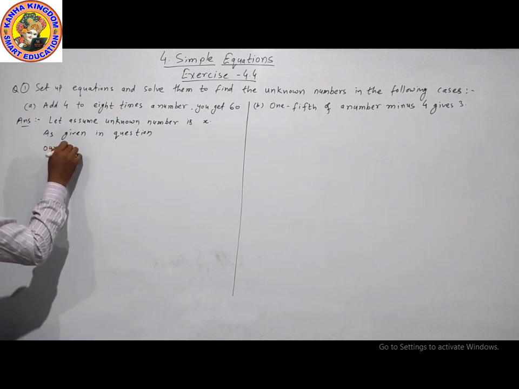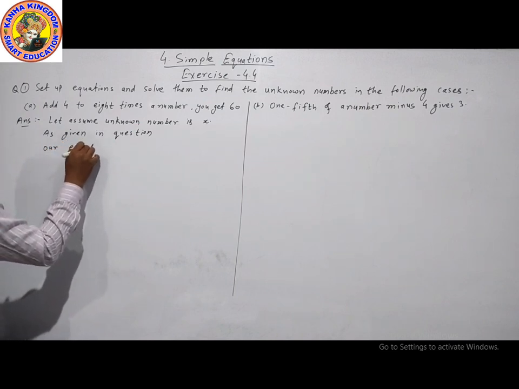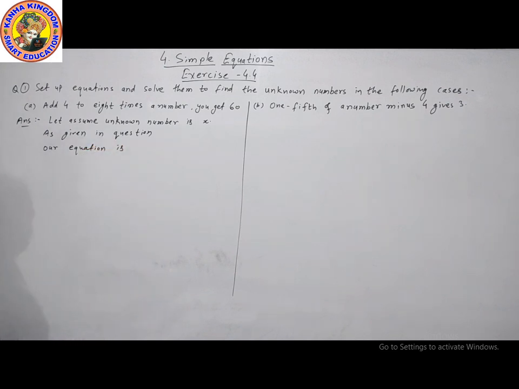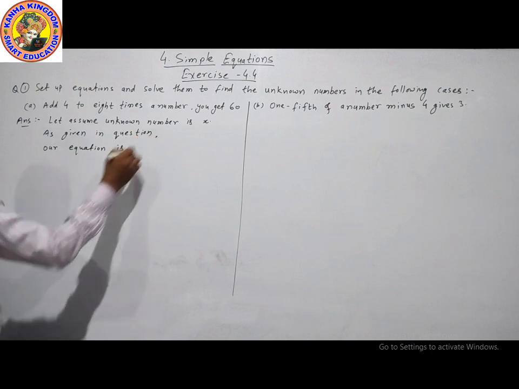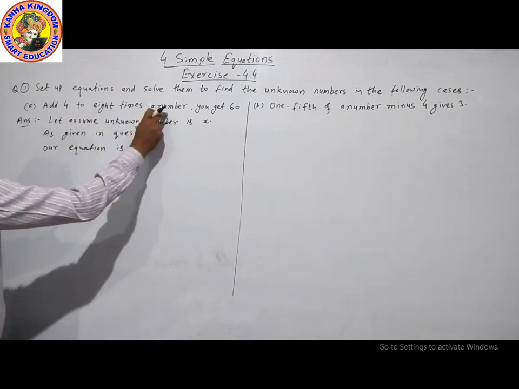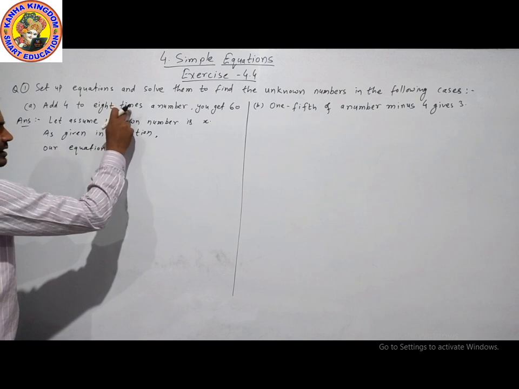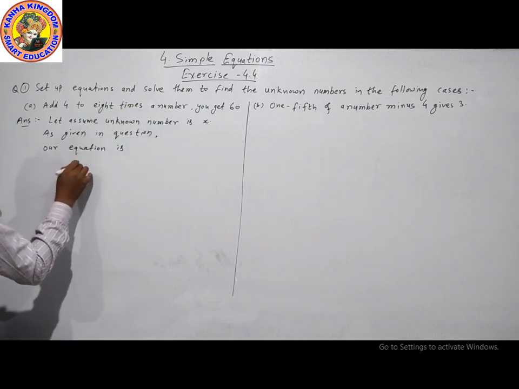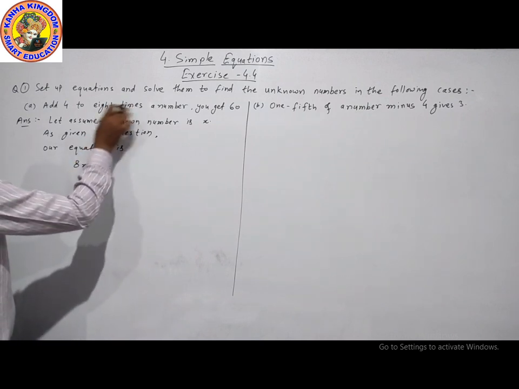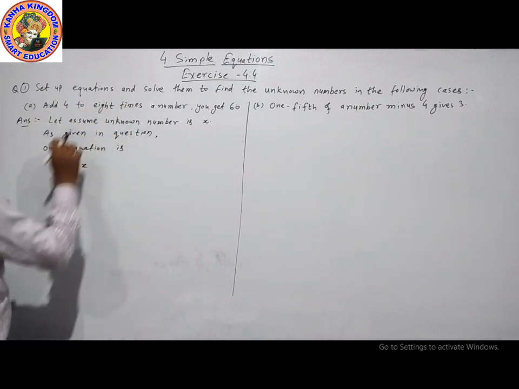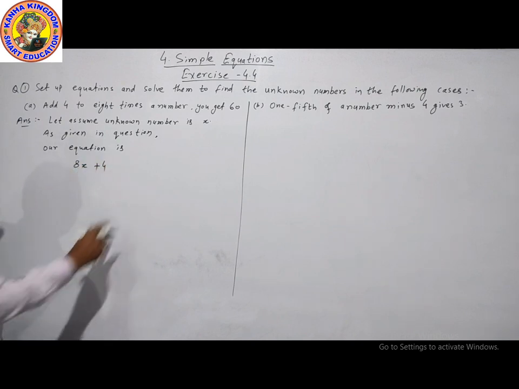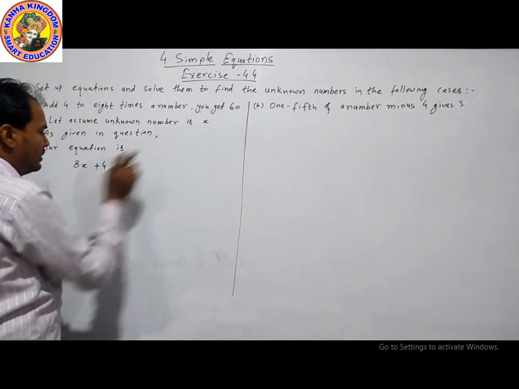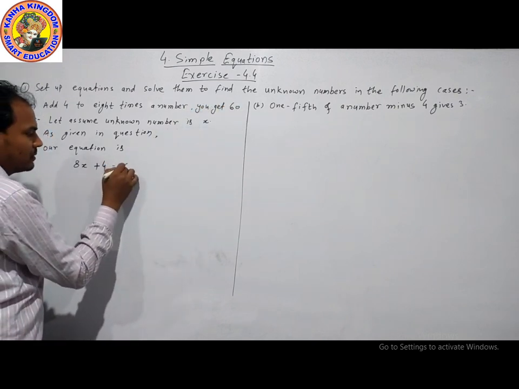Our equation is, as given in the question, 8 times of a number, and the number is x. So 8 times means multiply: 8 multiply x, 8 into x. Add 4 to 8x. Add 4. You get means equal to. You get this number is equal to 60.